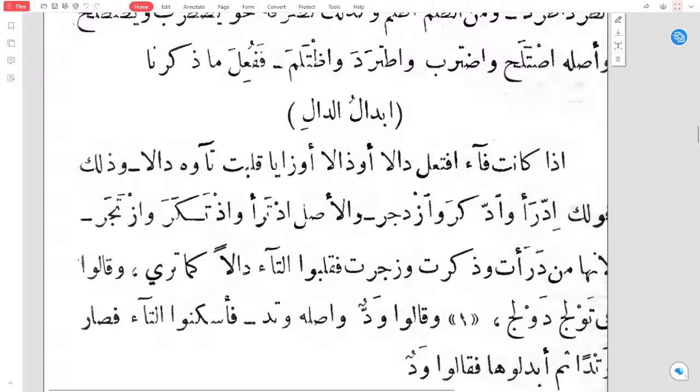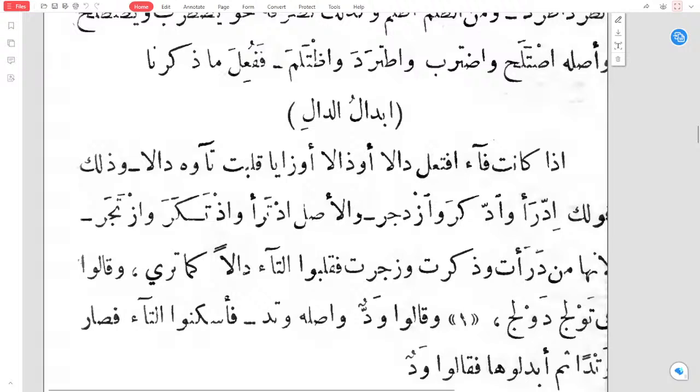So ادكر was originally اذتكر with a ta, and then the ta is changed to a dal, and the dals are merged together. You will say ادرأ. Dara'a means to push something away. Idda-ra'a means to be pushed away. Iddakara comes from idh-takara with a dhal, dhikr, from the word dhikr. Iddakara means to remember.